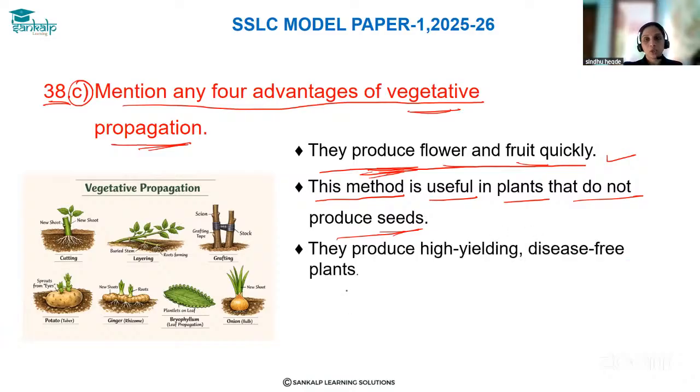Then one more advantage is they produce high yielding disease free plants.